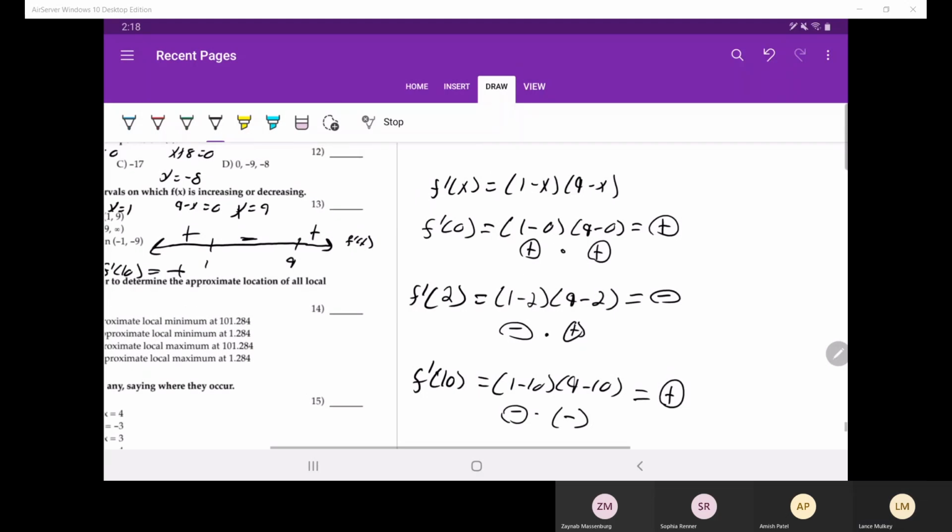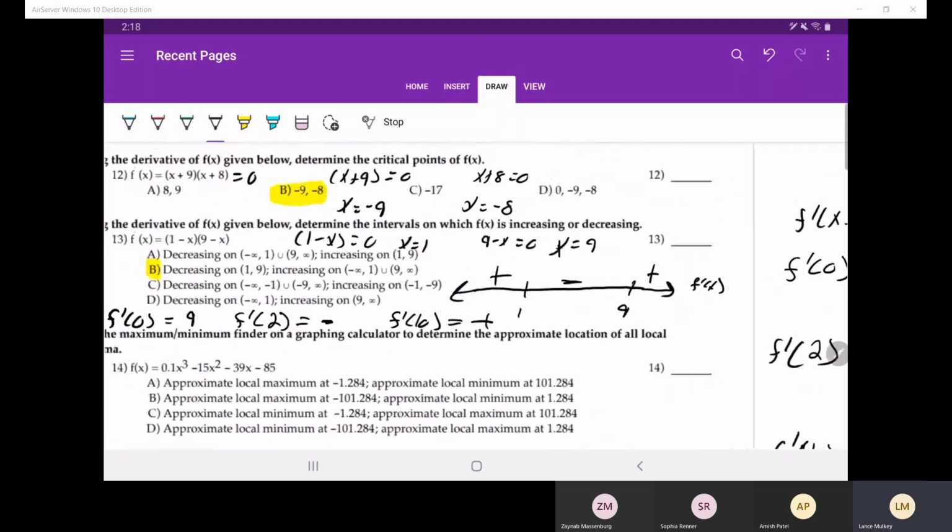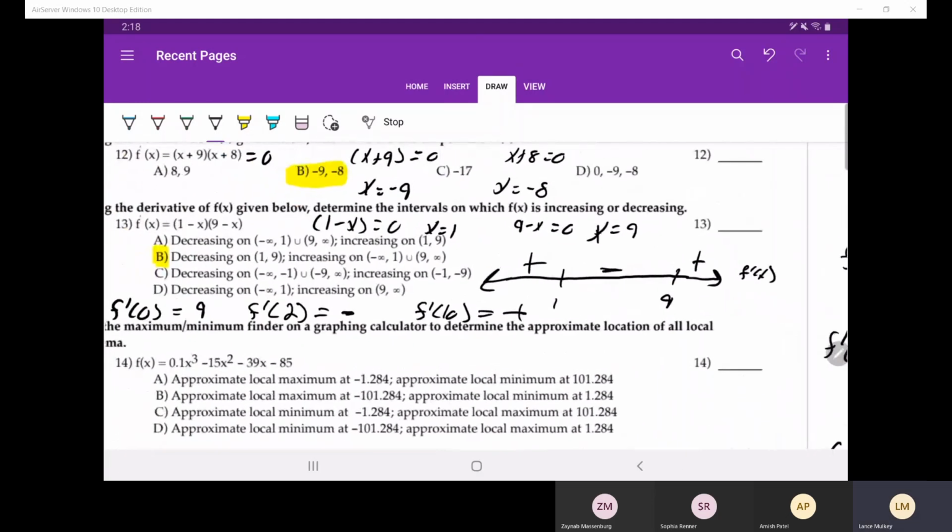Okay. And now interpreting this number line, this is the hardest part. Everywhere you have a positive sign, so this is from negative infinity to 1, the main function is increasing. So f of x, not f prime of x. This is the derivative, not the main function. Everywhere you have a negative sign, so between 1 and 9, the main function is decreasing. And everywhere you have a positive sign, so between 9 and infinity, it's increasing again.